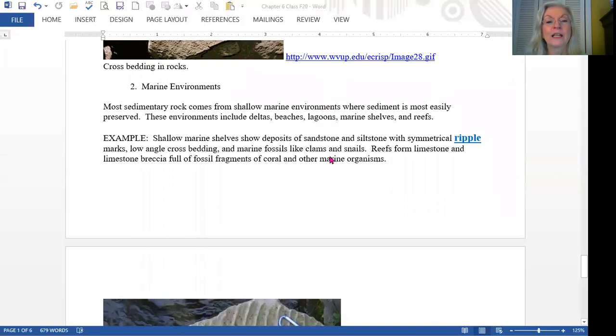So you can have marine environments associated with the ocean. You can also have deltas, beaches, lagoons, marine shelves, and reefs. All of these produce different kinds of sedimentary rock. One thing that's really interesting in these sorts of rocks are ripple marks, or fossils if it forms in the ocean.